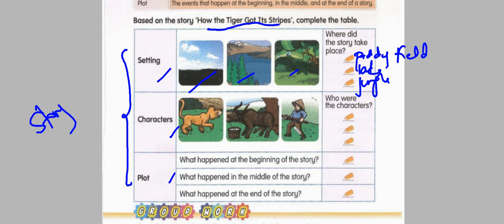So now the characters for the story, how the tiger got his stripes. Who is this? I'm not going to mention it. It's pretty obvious from the picture. And the plot. What happened at the beginning of the story? Okay, if you go back and read the story, how the tiger got his stripes, what happened actually at the beginning of the story? Okay, this tiger went to find this animal and they have a conversation.